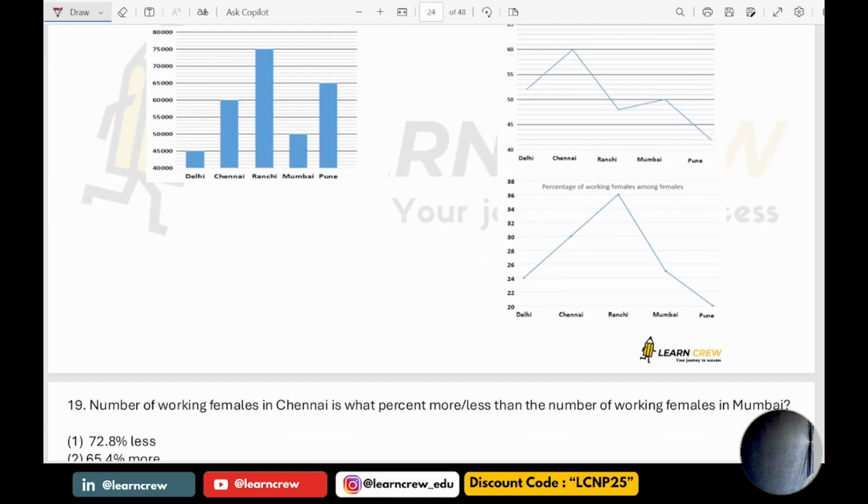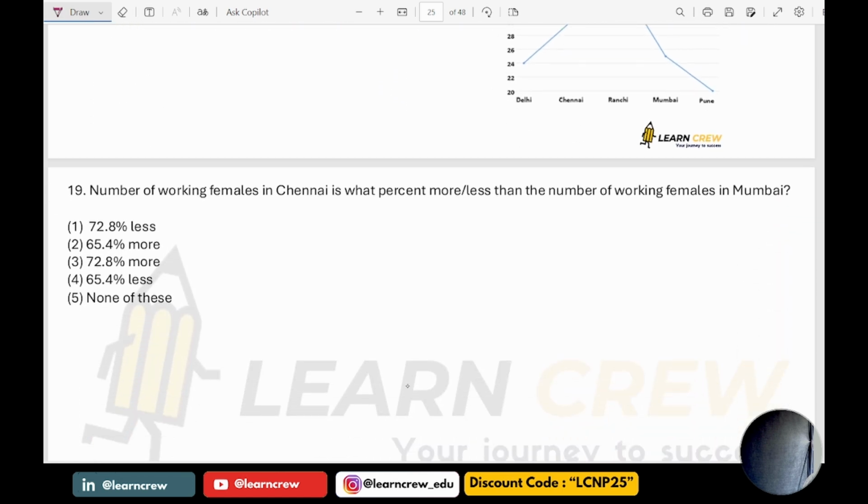Next, question number 19. Number of working females in Chennai is how much? It is 30% of 36,000, which is 10,800. 10,800 is what percentage more or less than the number of working females in Mumbai? In Mumbai, total number of females is 25,000 because 50% of 50,000.